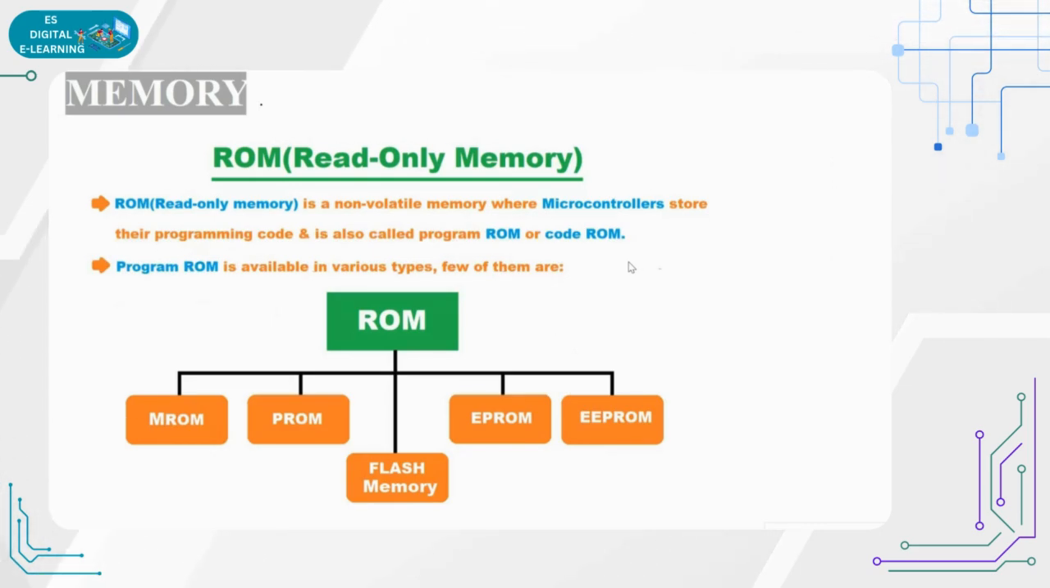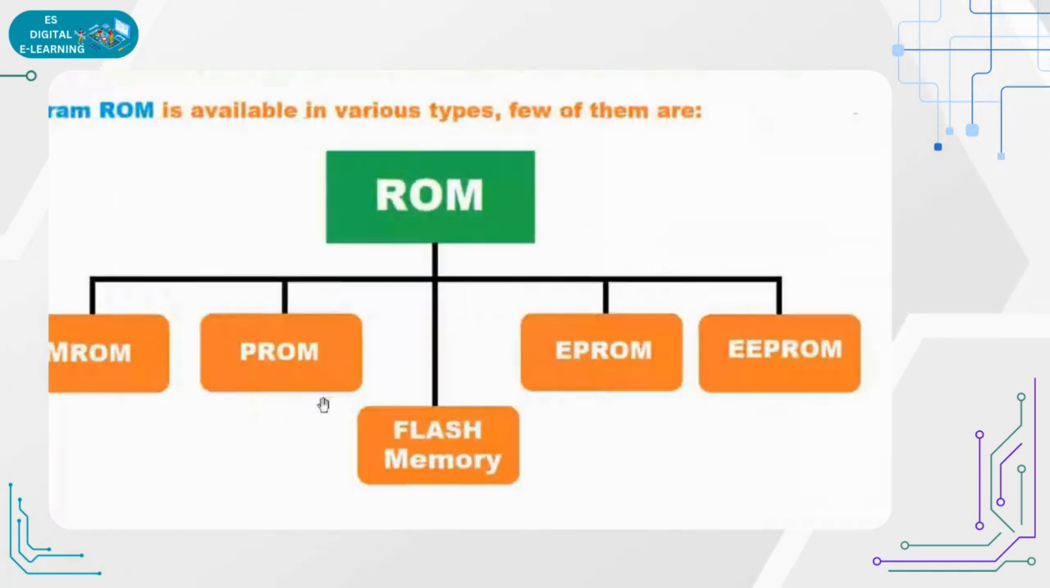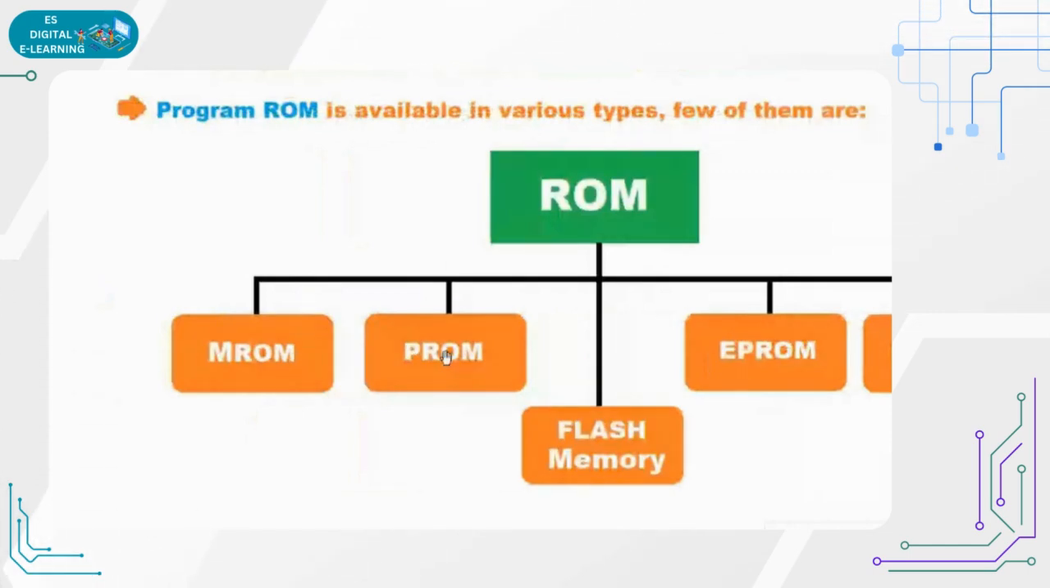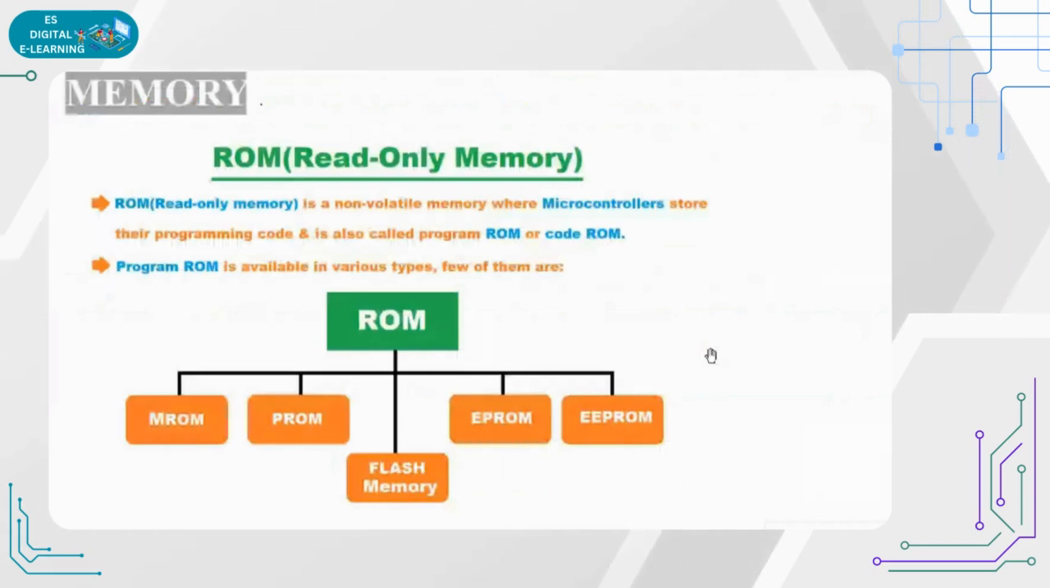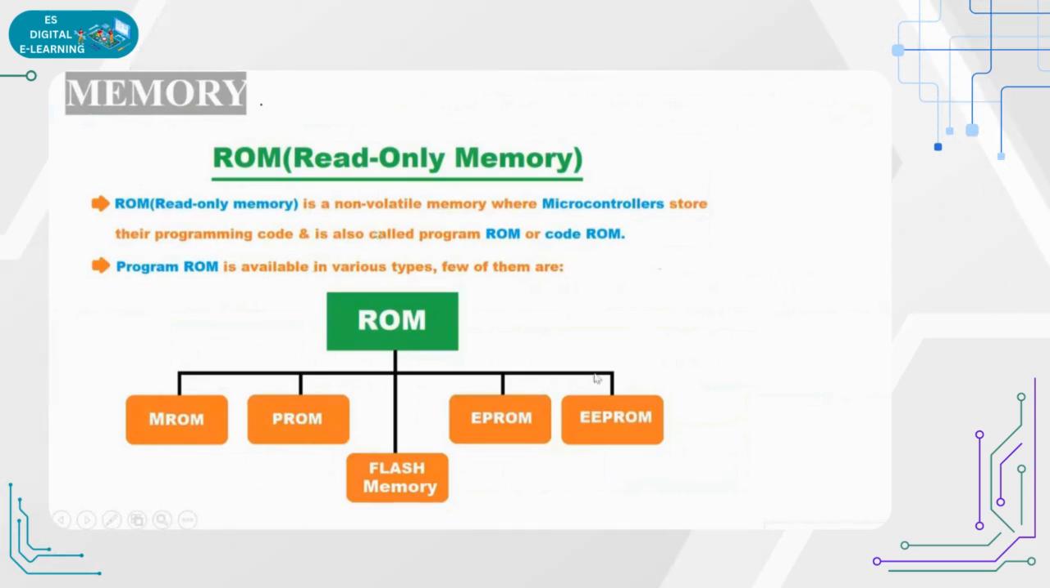And ROM has many types. The very important one is the EEPROM memory, because in real-time vehicles we are using the EEPROM memory. So ROM is used for permanent storage. And we have flash memory for flashing purposes, and we have MROM and PROM and EPROM. So these are the ROM memories we have. Going forward, we can understand what exactly EPROM memory is.